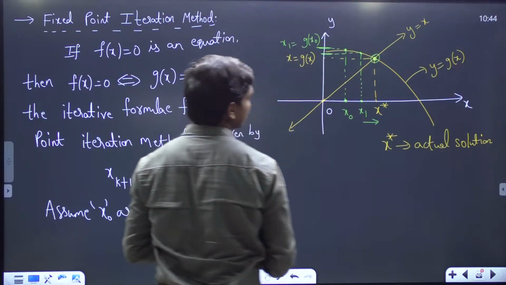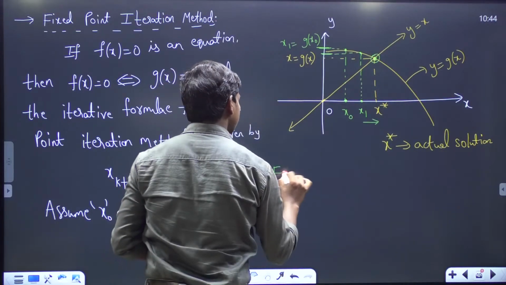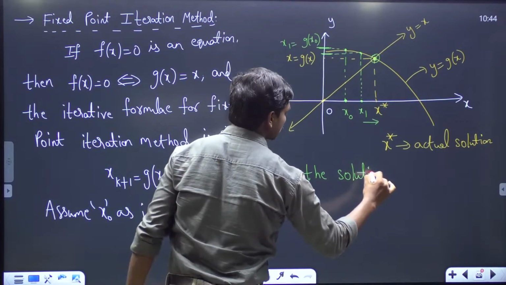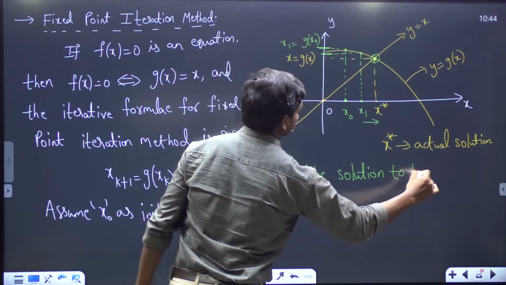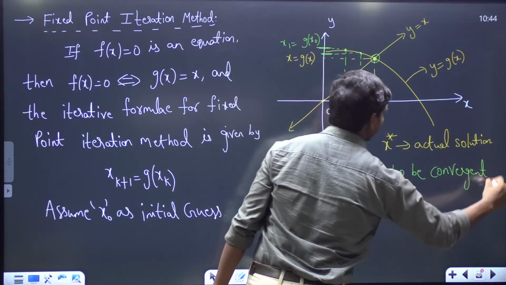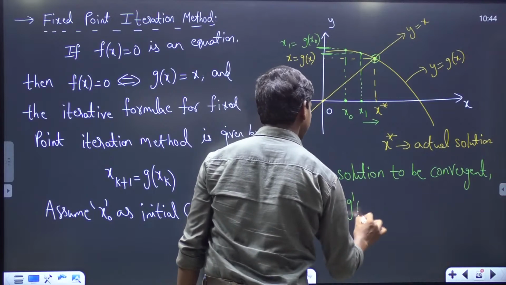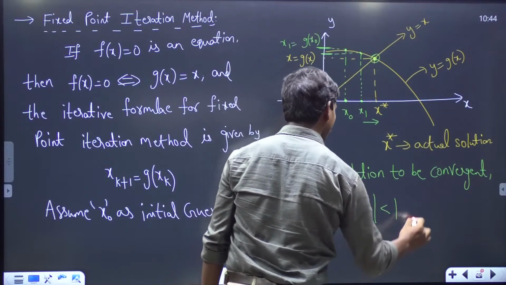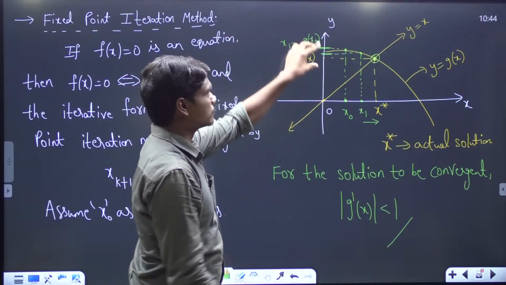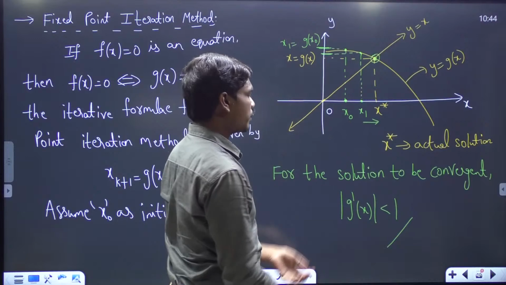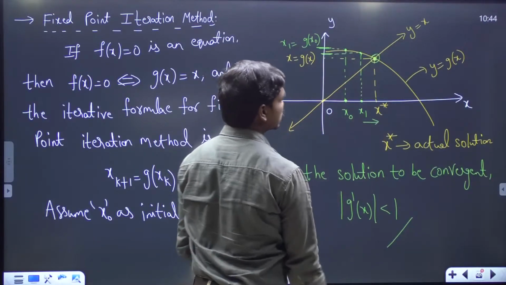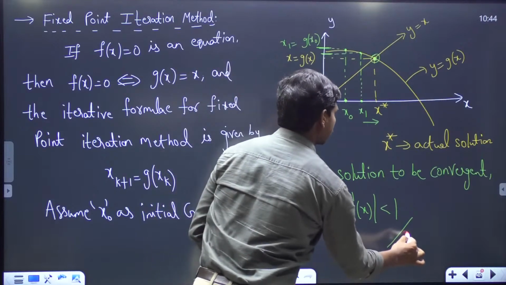But now, one thing we should take care of is, for this iterative method to converge to a solution, the only condition is that modulus of g dash of x should be less than 1. Because g dash of x is generally changing the y values with respect to x values, and the system can converge only if the change in y is less when compared to the change in x. So this is the way you can write this solution.